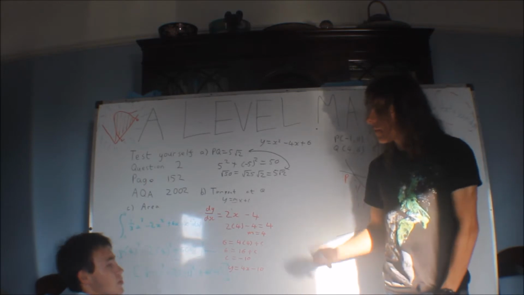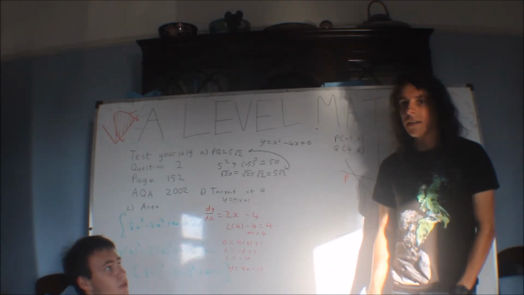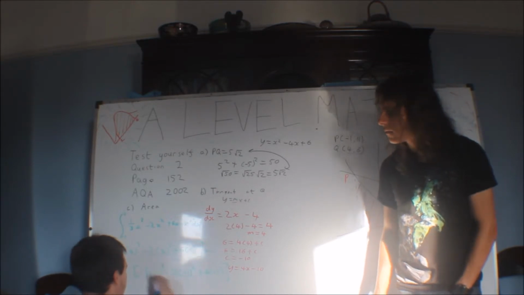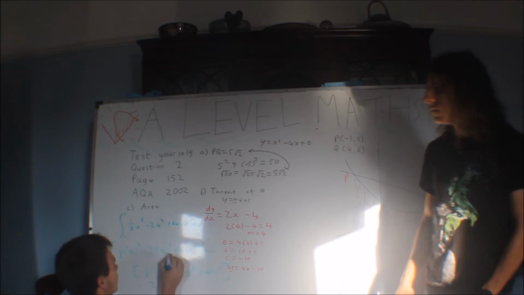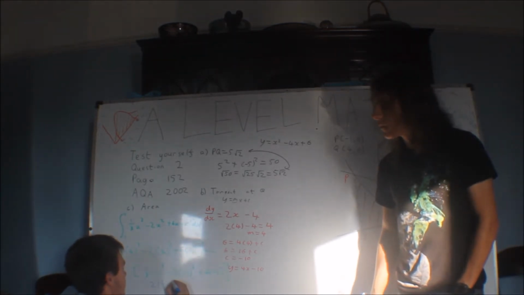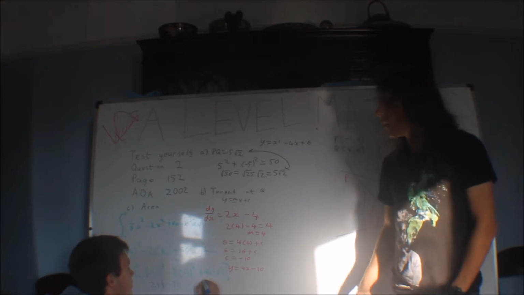So we've got 4 cubed is 64. A third of that is 21 and a third. Yeah, I make it 21 and a third. Minus 4 squared is 16 times 2 is 32. Yep. And then 6 times 4 is just 24. So that will be the first bracket.